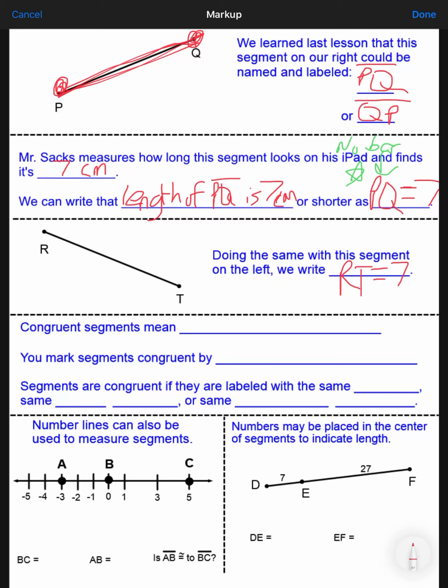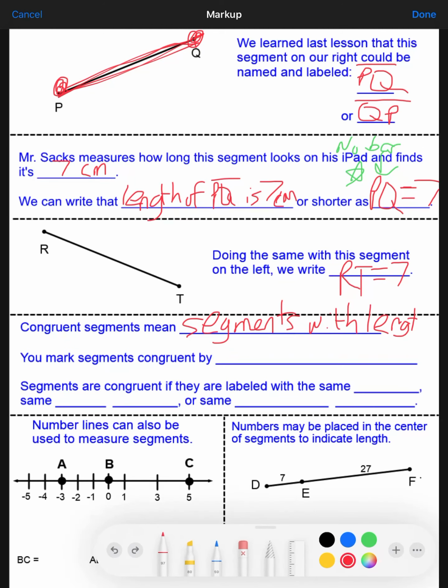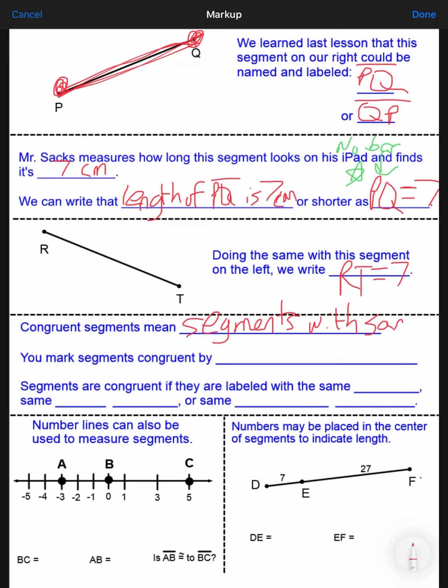All right. Congruent segments mean segments with the same length. So of course, what we've just come up here, and I'm sorry, I wrote that down wrong. I'll have to fix that. Give me a moment. Segments with the same length. So of course we just saw two segments, PQ and RT, both are the same length, 7 centimeters.